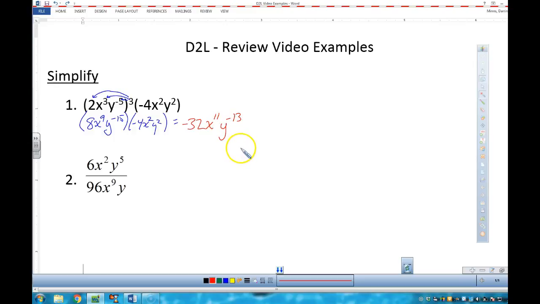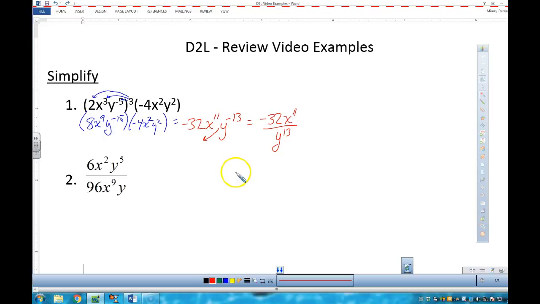We know we can't leave a negative as an exponent, so we have to do the reciprocal, which means this comes down below. My final answer, on top I have negative 32 x to the 11th power. On the bottom I have y to the positive 13th power. When it goes down, the exponent becomes positive. So that's my final answer.